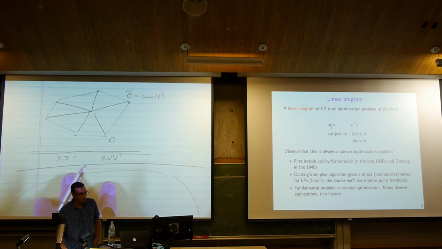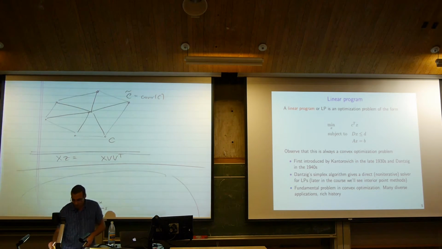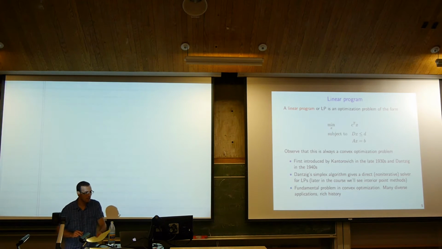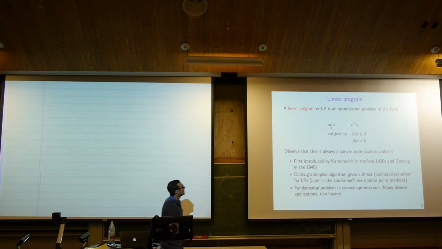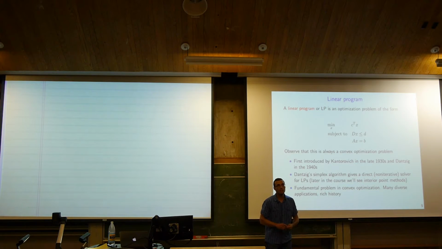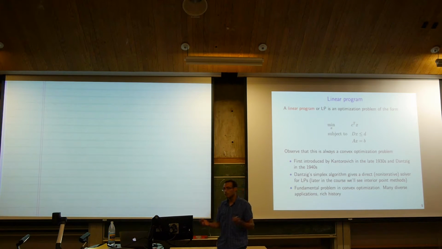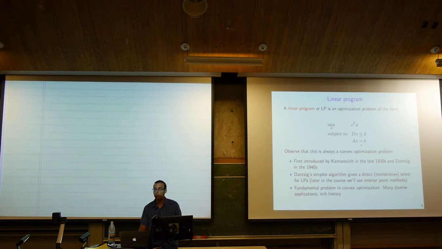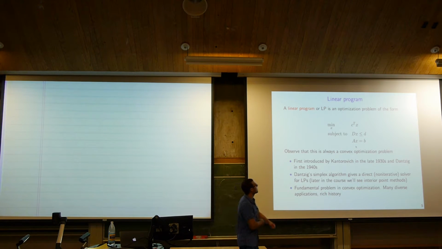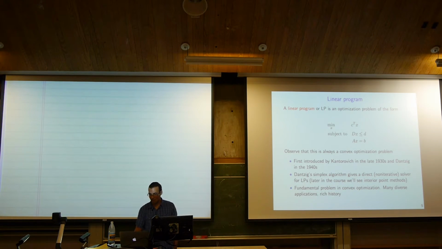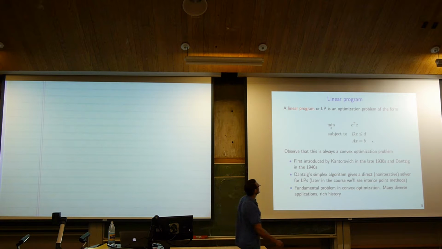Okay, so linear programs, or LPs, are the first problem class that we're going to learn. It's a problem in which the criterion and the constraints are all just linear functions. And like all convex problems, it has linear equality constraints. Okay, so minimize c transpose x subject to a bunch of linear inequalities on x, Dx less than or equal to, say, a vector d, and a linear equality Ax equals b. So this is the most generic way to express a linear program.